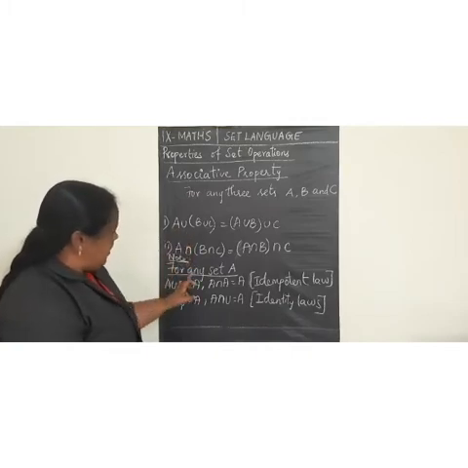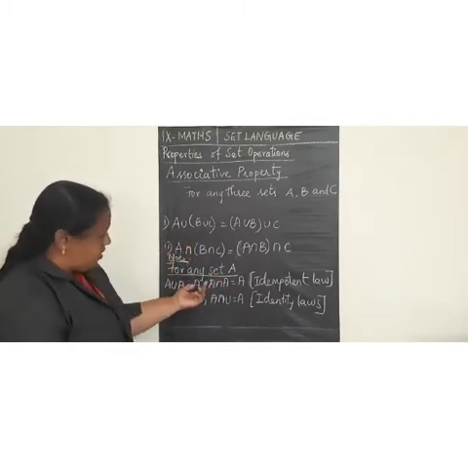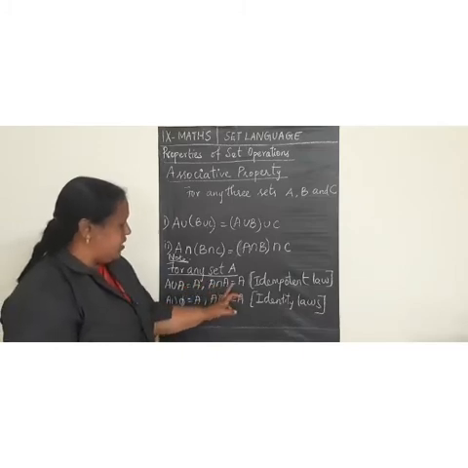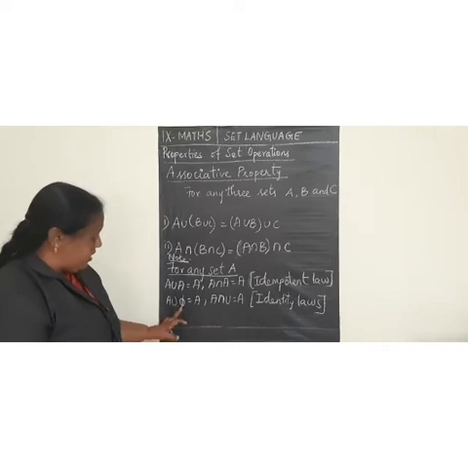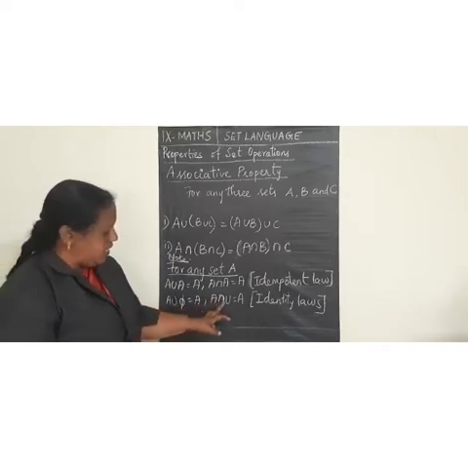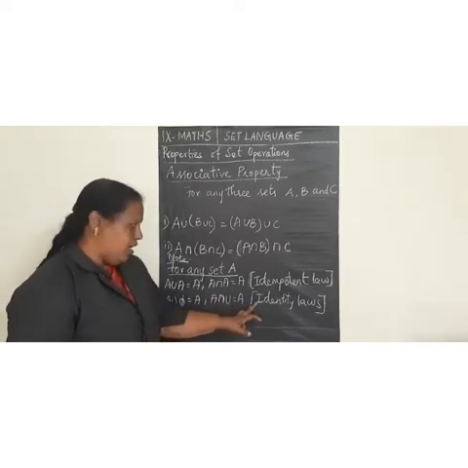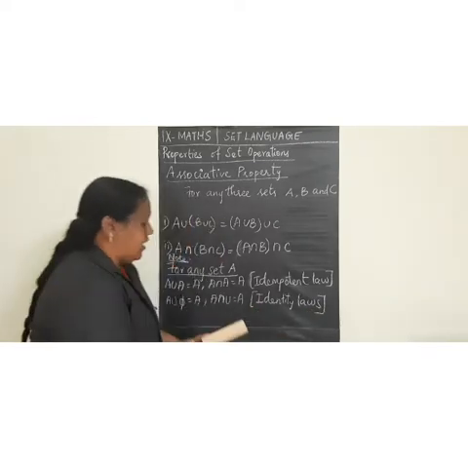Next, for any set A, A union A is equal to A intersection A is equal to A. This is the idempotent law. Next, A union null set is equal to A intersection universal set is equal to A. This is the identity law.